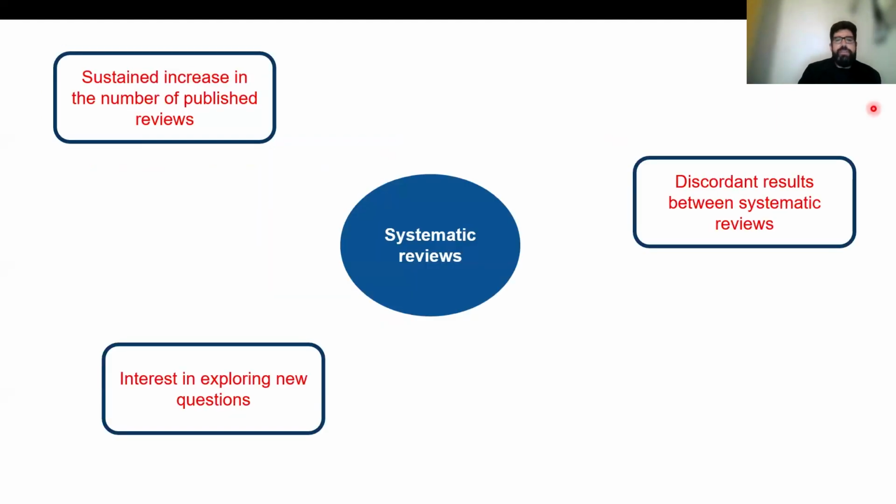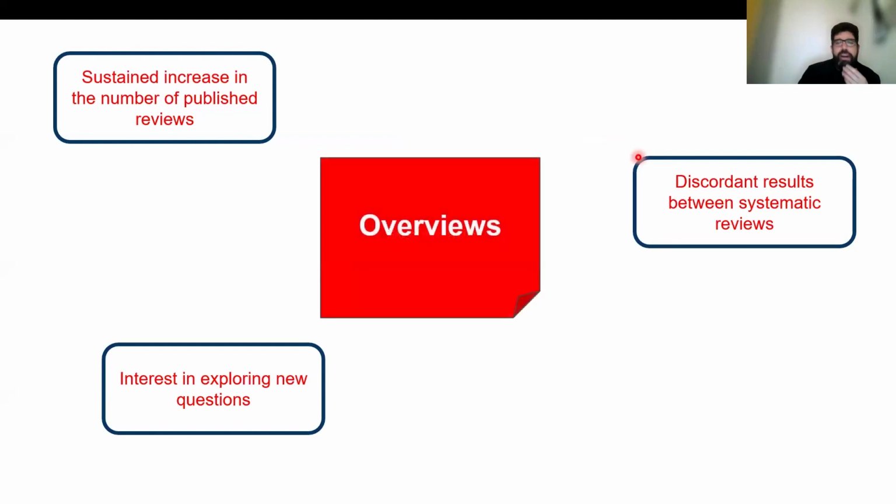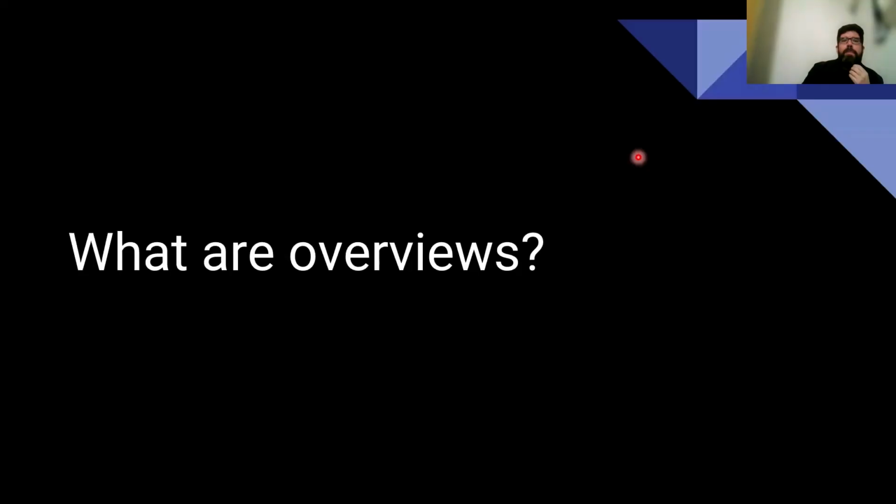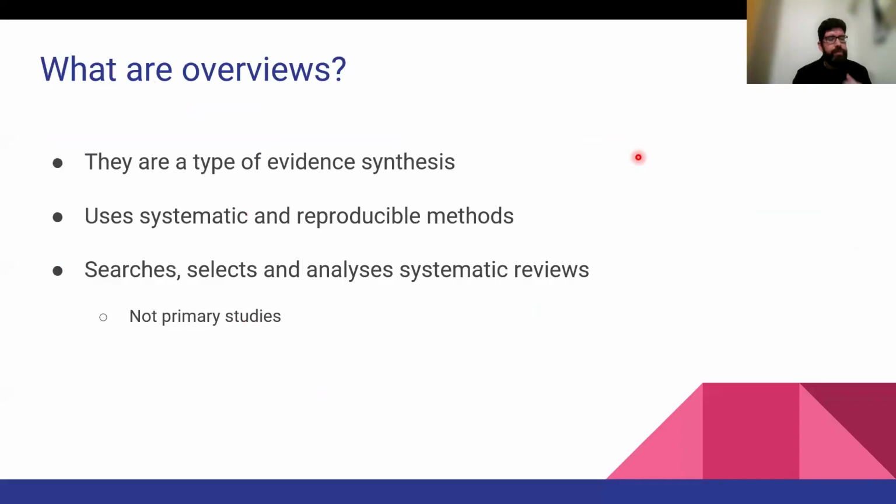And also there's an increasing interest in exploring new questions and broader questions. So these are the 3 main reasons why overviews were born. So what are overviews? First of all, they are a type of evidence synthesis. Overviews use systematic and reproducible methods to search, select, and analyze systematic reviews, not primary studies. So the main difference between an overview and a systematic review is that a systematic review includes primary studies and an overview includes systematic reviews.